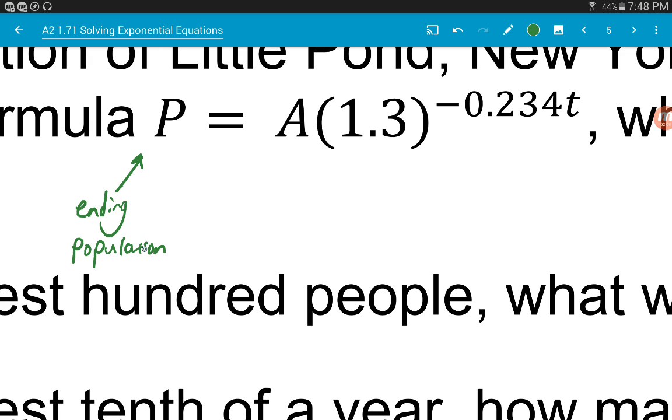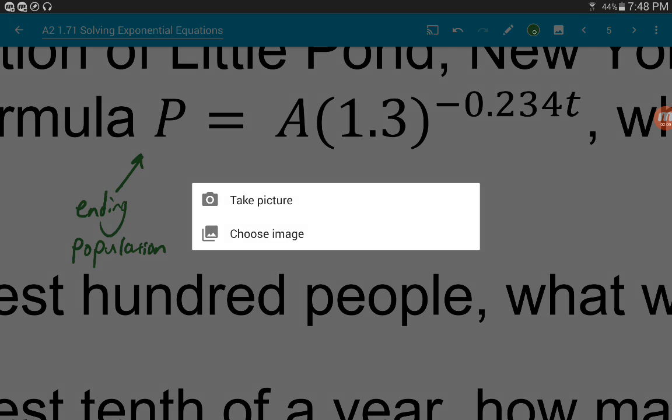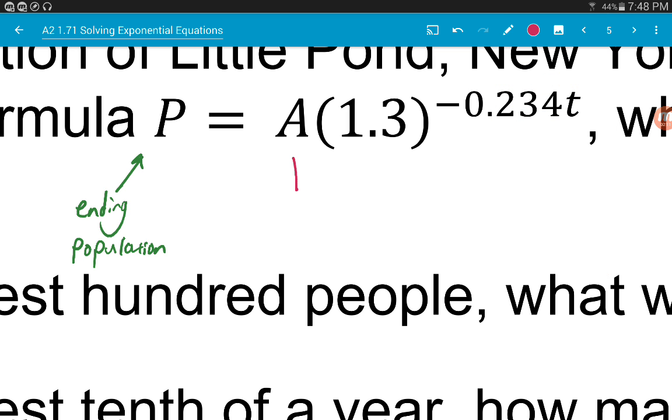By final population, they mean the population that you end off with. So I'll say it's the ending population. They say that A is our initial population. Initial also means starting. So this is our starting population. And T is time. In this case, they're talking about years.